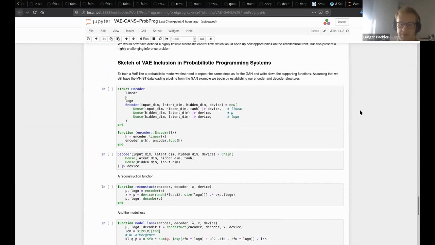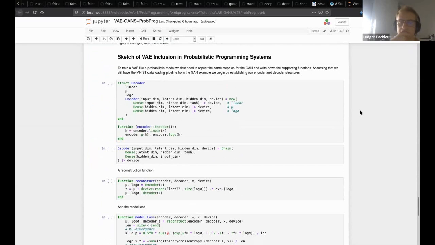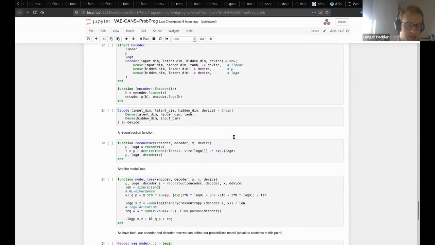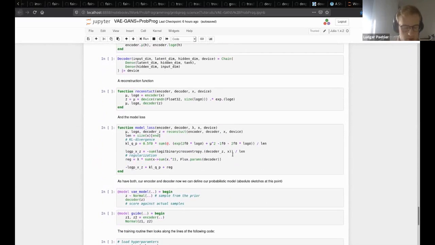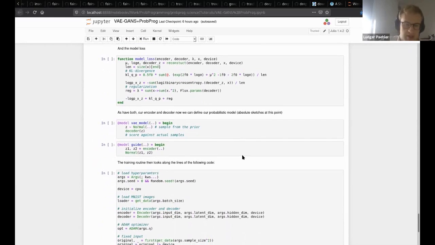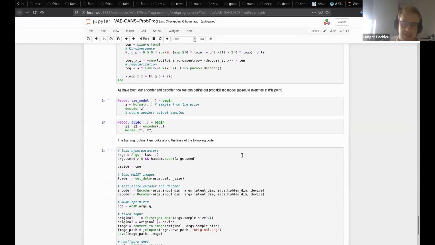As with the GAN before, you have to write down a lot of the supporting boilerplate code. But then this is basically just defining the structures and defining the encoder and decoder. The model loss will always stay the same. What we first need to do in the practical is define variational models for both of them, where the decoder is part of the decoding from the latent noise, and here it takes it in.